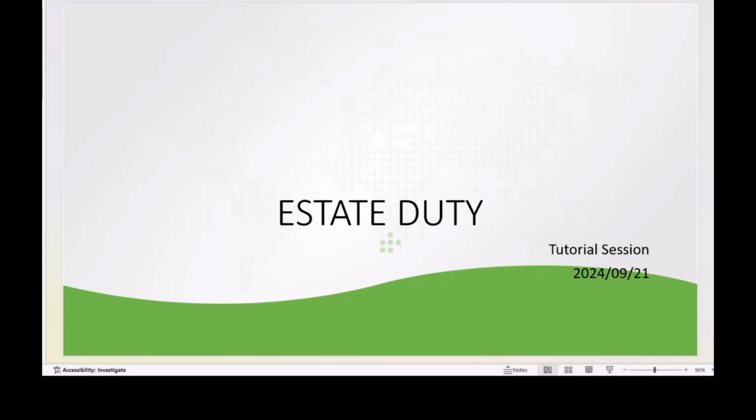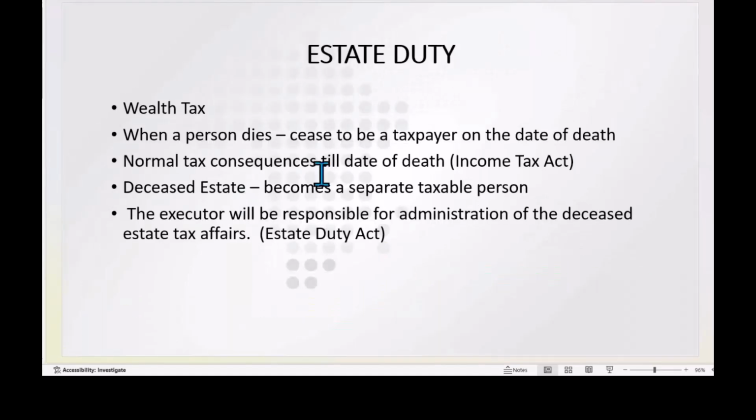What happens when we die? We also have to pay taxes, because that's just how it goes. So with estate duty, when a person dies, you cease to be a taxpayer on the date of your death. So your year of assessment will run from the 1st of March to the date that the person passes away. Normal tax consequences will then still be applicable in terms of section of the Income Tax Act, sorry, and also of the 8th Schedule, any CGT consequences that take place because of passing away will also then be applicable.